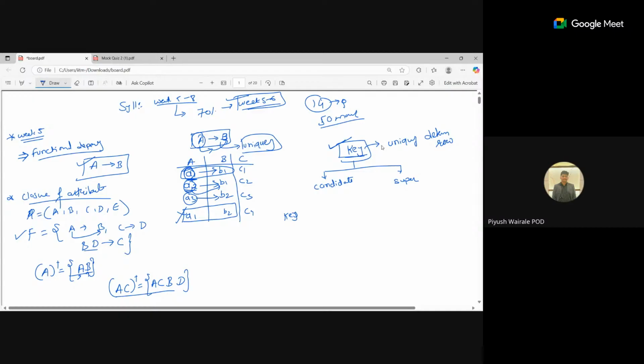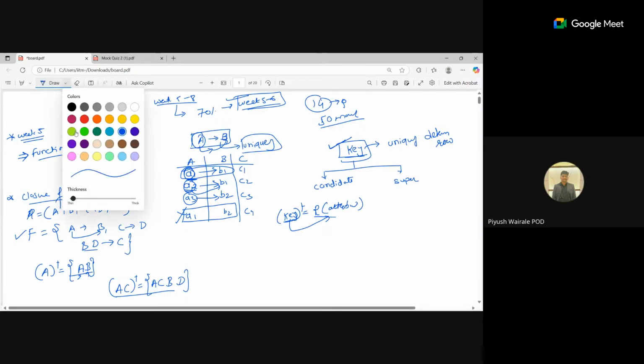For example, in a student table, we have roll number as a key. So if I just know the roll number, I can get the entire information of a student, right? In terms of closure, if I take the closure of any attribute or set of attributes, and that closure gives me all the attributes present in the relation R, then that attribute or set of attributes will be my key. So if you want to check whether an attribute or set of attributes is a key or not, we can simply take the closure and find out whether we are getting all the attributes or not, right?